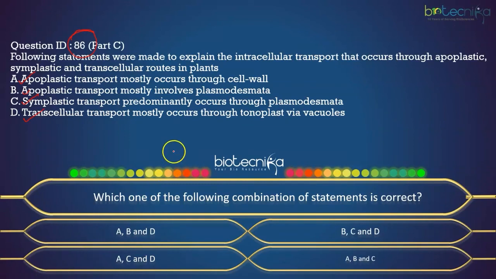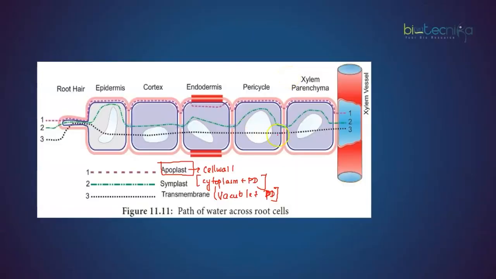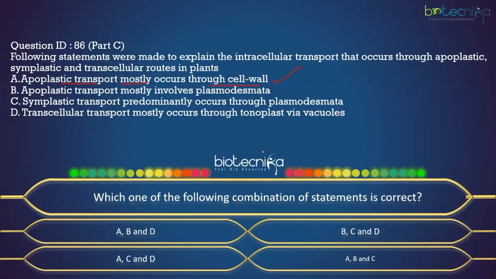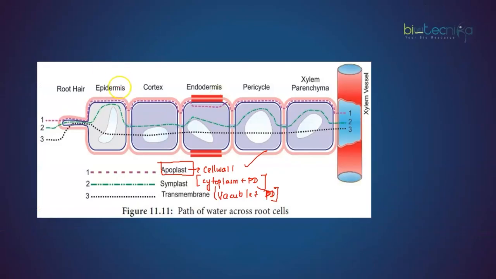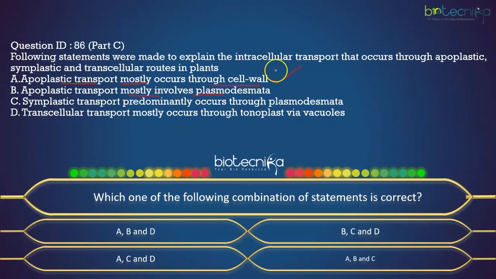Very easy options, you can see. Apoplast transport is mainly responsible for which of these things? Apoplast transport goes through the cell wall. Yes, I told you apoplast will be through the cell wall, correct? And the next one, apoplast transport mostly involves plasmodesmata. No, you can see it is not going through the plasmodesmata actually. It is going only through the cell wall. So this statement goes wrong.